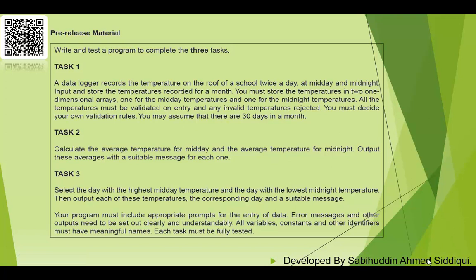Now I am reading task 3 again. Select the day with the highest midday temperature. That means you have to store the midday temperature when it is at its maximum, and the day with the lowest midnight temperature, when it is the least value during midnight. Then output each of those temperatures, the corresponding day and a suitable message.